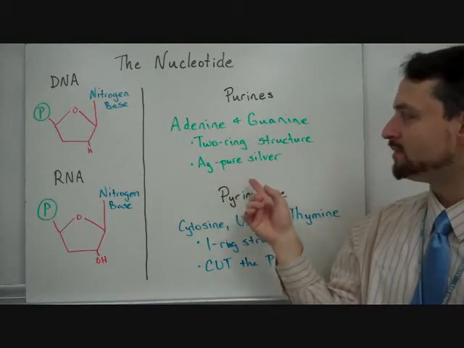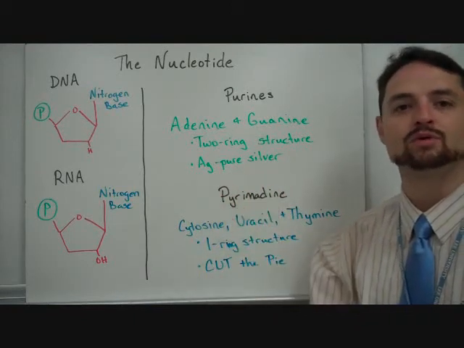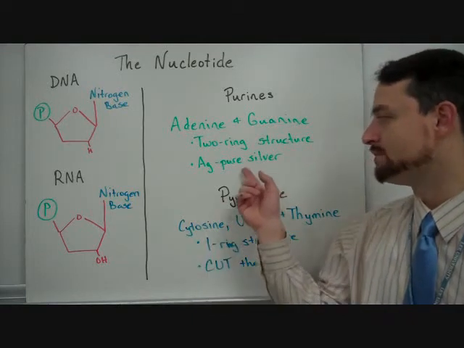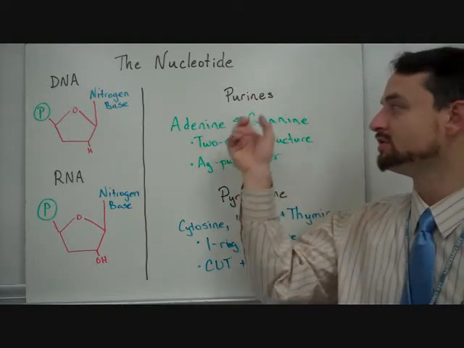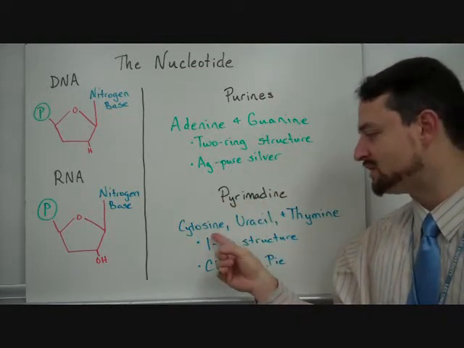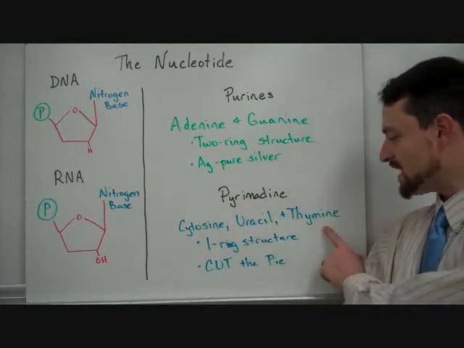And the way I remember them is Ag on the periodic table is silver. So if I'm getting silver from someone, I want it to be pure silver. Purines are Ag. In the pyrimidines, we've got cytosine, uracil, and thymine.